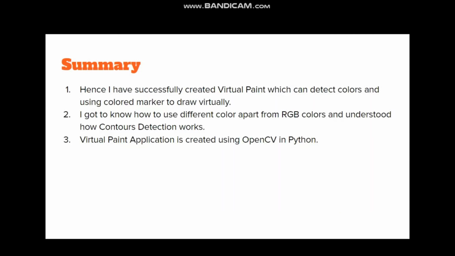Summary. Hence I have successfully created a virtual paint which can detect colors and use a colored marker to draw virtually. I got to know how to use different colors apart from RGB colors and understood how contour detection works. The virtual paint application is created using OpenCV in Python. So let's look into a demo.